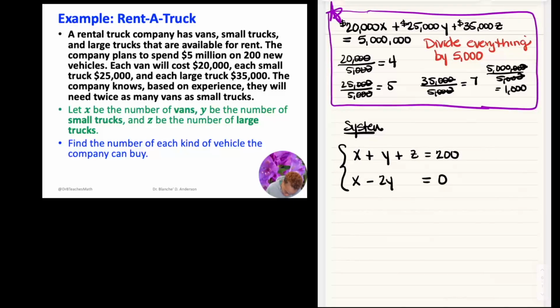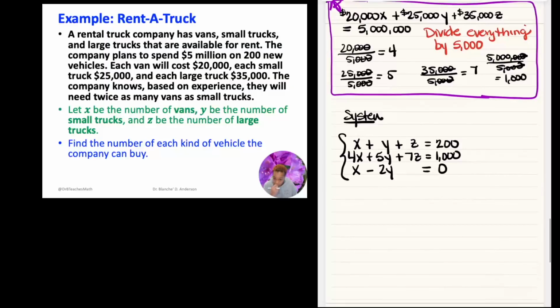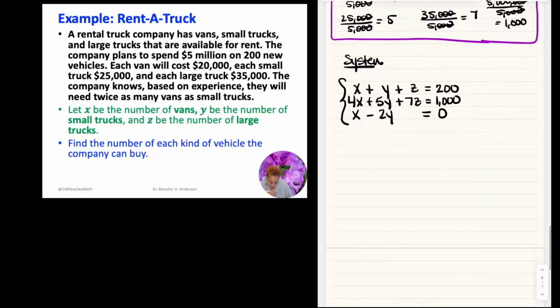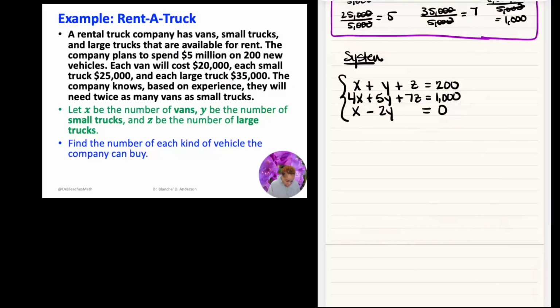So then I'm gonna write this as 4x, right, plus 5y plus 7z equals 1,000. Okay, and those came from here, when we did the division. Much better looking, right? Yeah, much better looking. Okay, so now that we have our system, we're going to do matrices. Okay, we're going to turn this into a matrix.